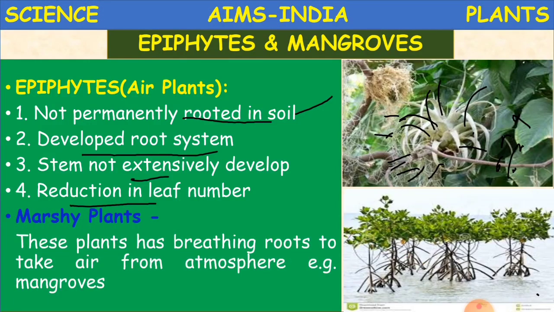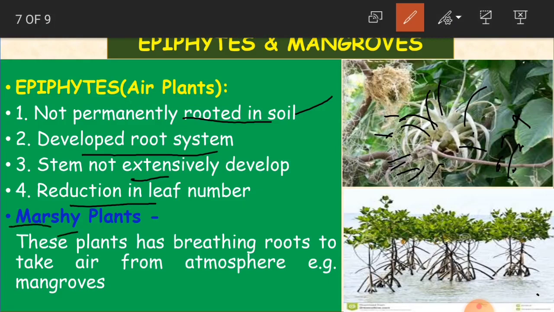Now it's about marshy plants. What is a marshy area? A soft and wet land is known as marshy land, and the plants which grow in such areas are known as marshy plants. These plants have breathing roots to take air from the atmosphere. For example, mangroves. Children, if you see here in the picture, these are marshy plants and we name them mangroves. How are they? If you see, these are actually roots. This is not the stem.